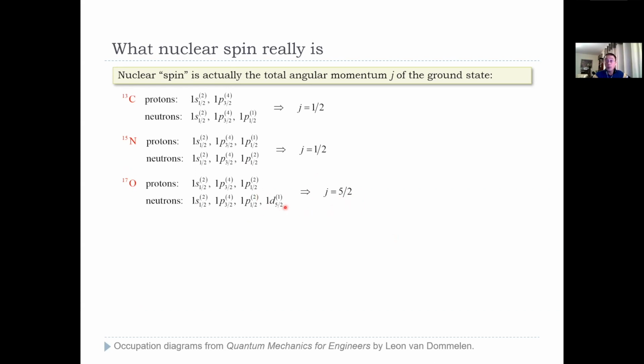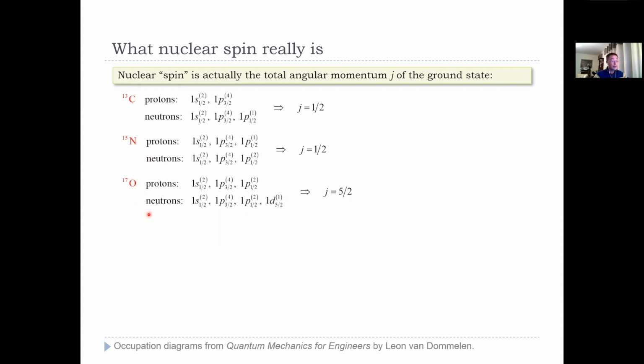And this, of course, actually mostly isn't even spin, right? Out of this 5/2, only 1/2 comes out of spin, and it's the L equals 2 d orbital that produces most of the angular momentum of the oxygen 17. So it's not actually just spin. Not only is it not just spin, it's actually mostly orbital, right?